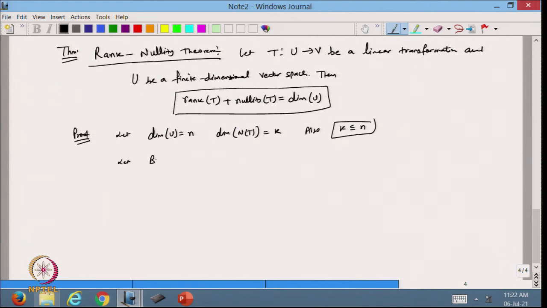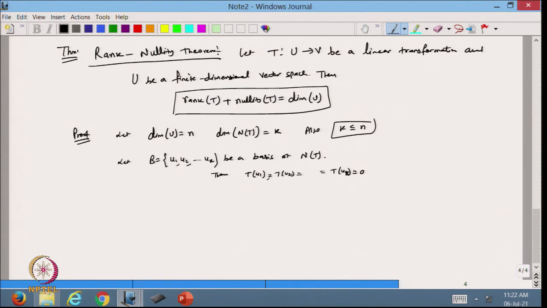So, let we take a basis B, u1, u2 up to uk. So, let B be a basis of null space of T. If it is a basis of this, then we know that T of u1, T of u2, all the way to T of uk are all going to be 0, because these belong to the null space.